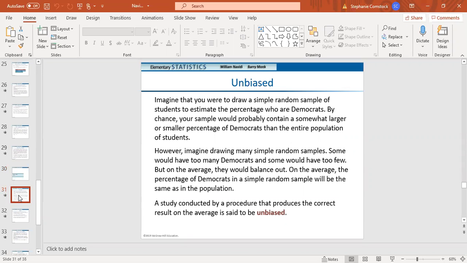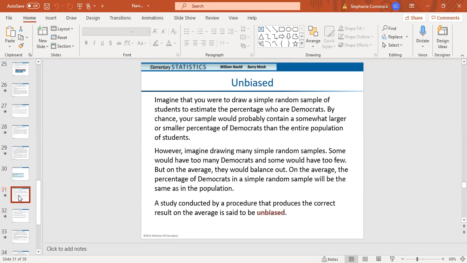if you were to want to try and estimate the percentage of Democrats that you have, and you were to estimate it using a sample of students from, say, Tyler Junior College, chances are that the particular percentage that you get may be a little higher or a little lower than the actual percentage of Democrats out of all TJC students. And that's to be expected.